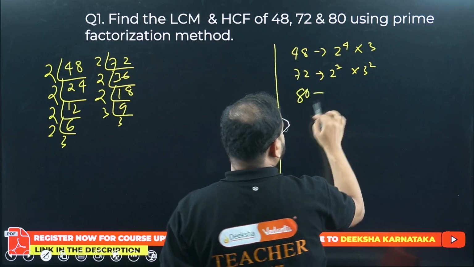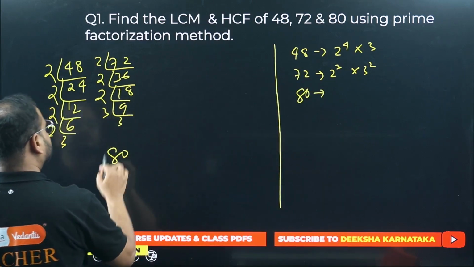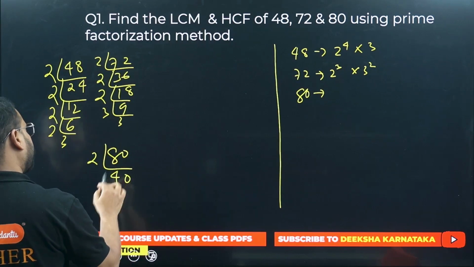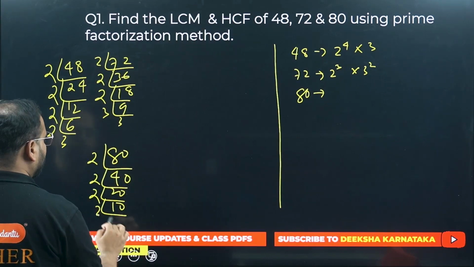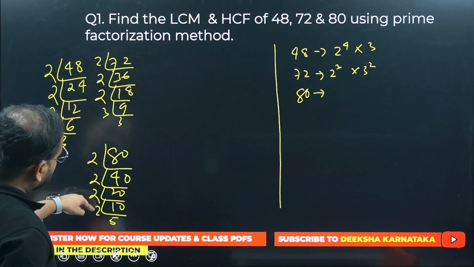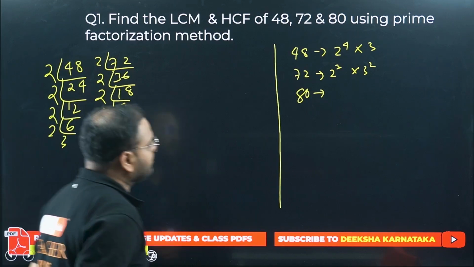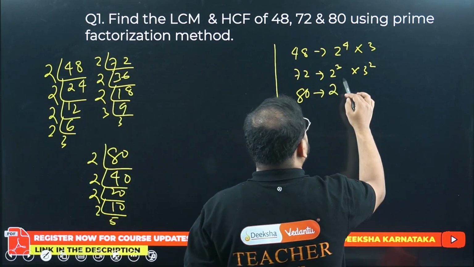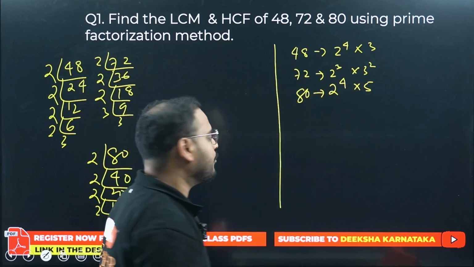Last is 80. For 80 I'll do like this: 40, 20, 10, 2 and 5. So I get 2 power 4 times 5. We are looking for HCF and LCM. What do we know for LCM?